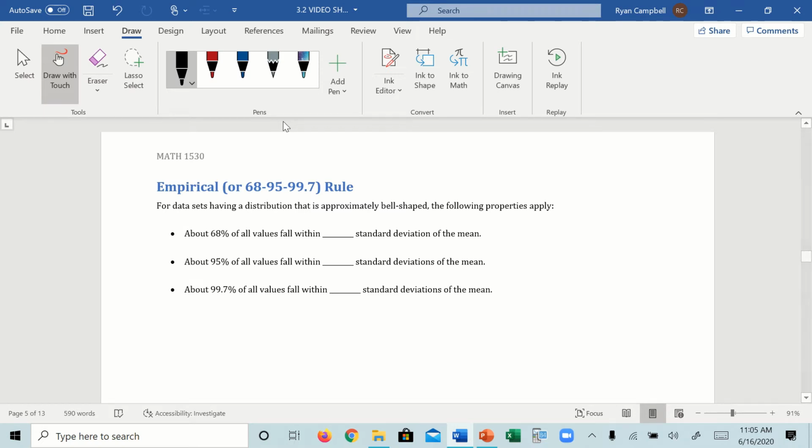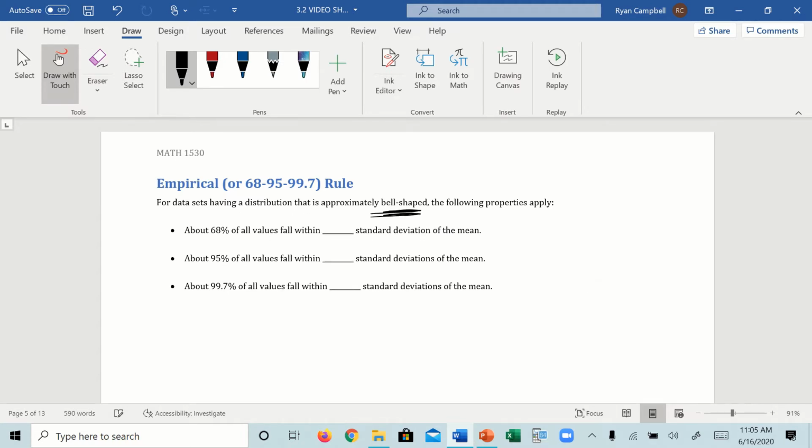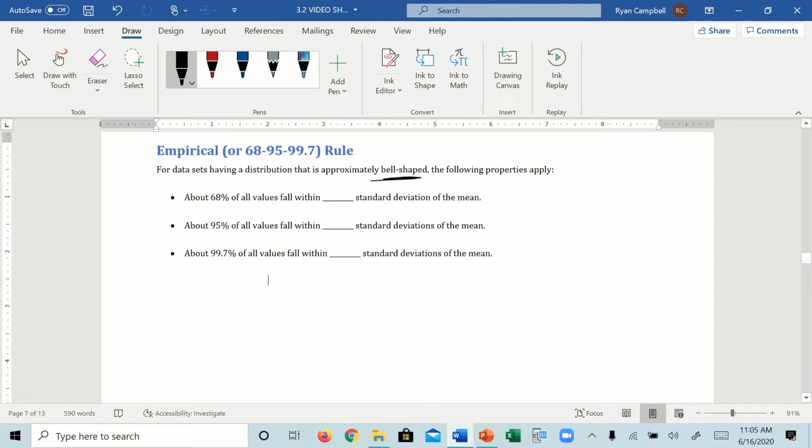So part two. The next thing we have to talk about is the empirical rule, and this is the last thing for this section. The empirical rule is also known as the 68, 95, 99.7 rule, and you'll see why those three numbers are super important. If you have a distribution that is approximately bell-shaped, so it's a normal distribution, low, high, low, and symmetrical.